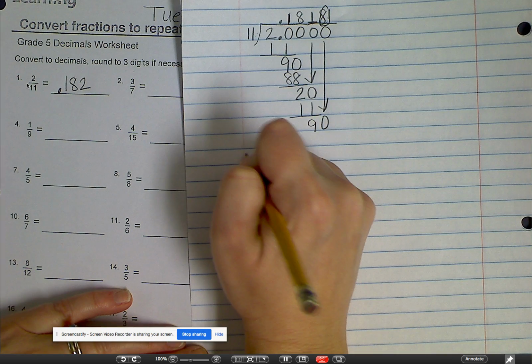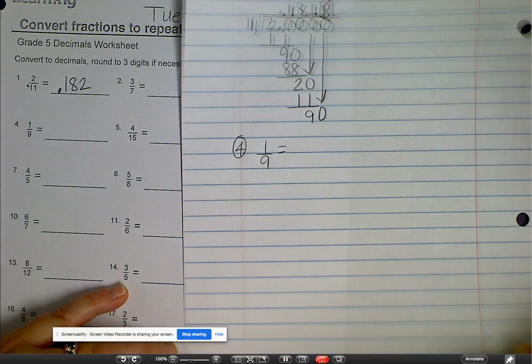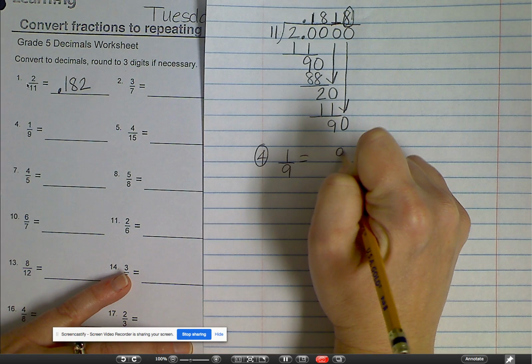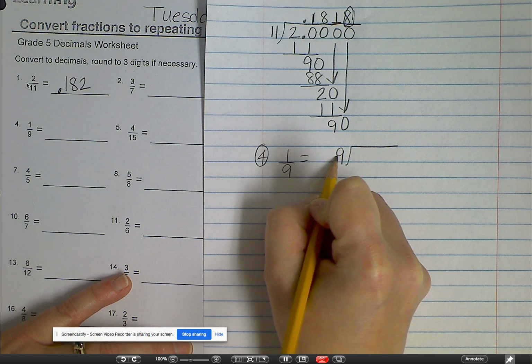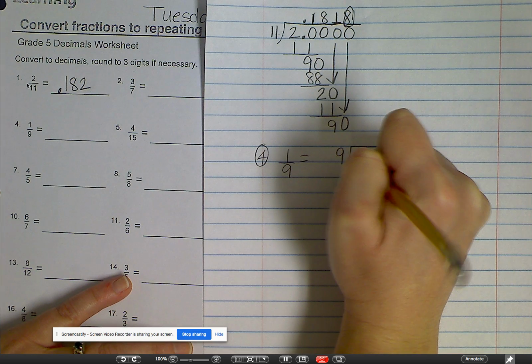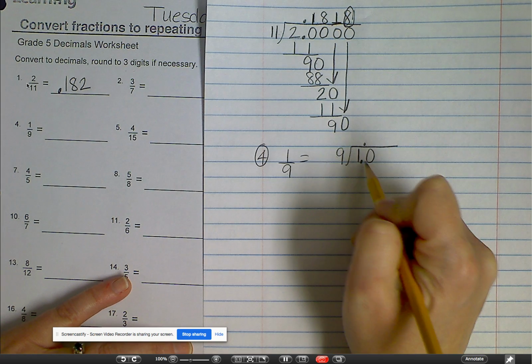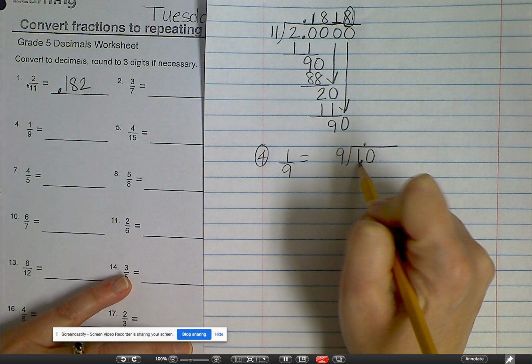Okay, so we'll go ahead and do number 4. Okay, and that's 1/9. And I want to change that into a decimal. So 9 goes outside because that's my dog denominator, and he goes outside. And then I put the 1 on the inside. Okay, and then I'm going to add a decimal because remember, by adding a decimal, and I can add as many zeros as I want, I haven't changed the value of that 1.